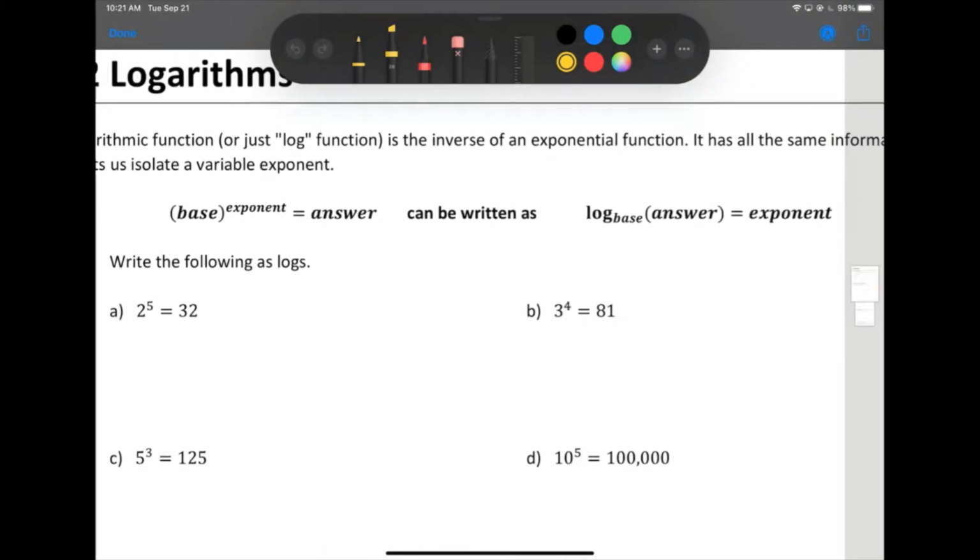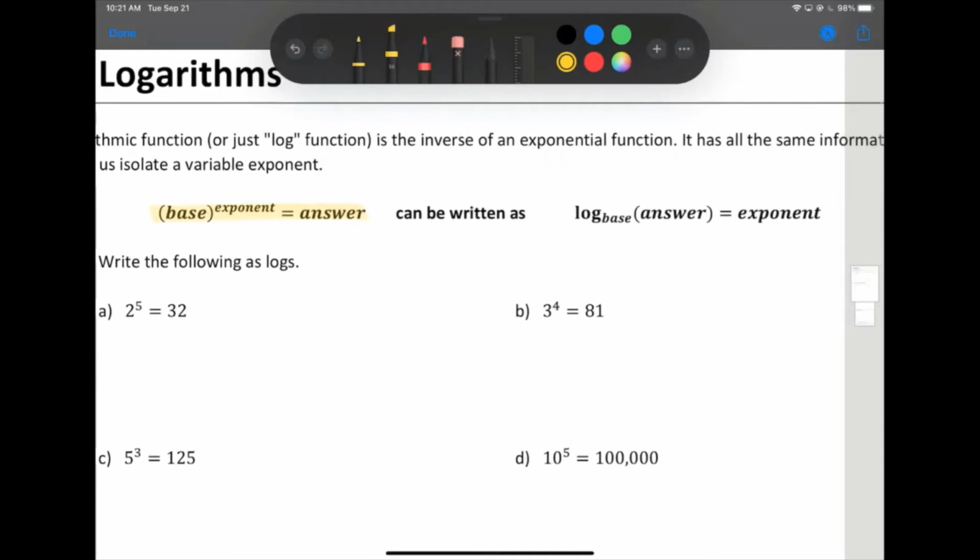And that's that normally we write an exponent in this form, where the base to an exponent is equal to an answer. So for instance, 2 to the exponent 3 equals 8. Well, that can also be written as the log of a base, and we write the base as a subscript, of the answer is equal to the exponent. So this is letting us actually isolate the exponent.